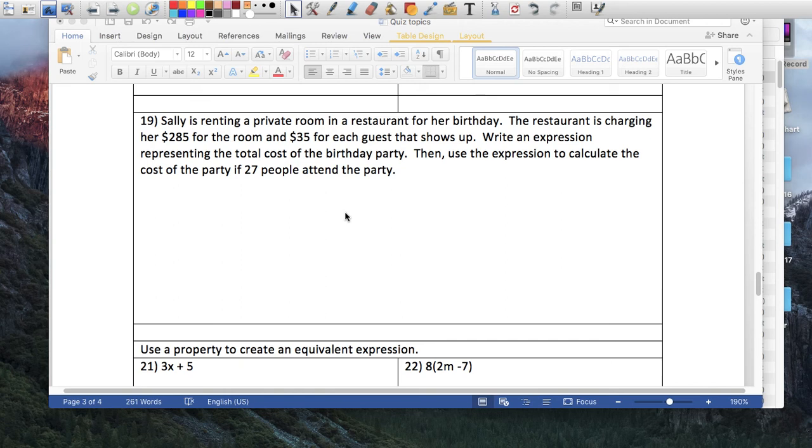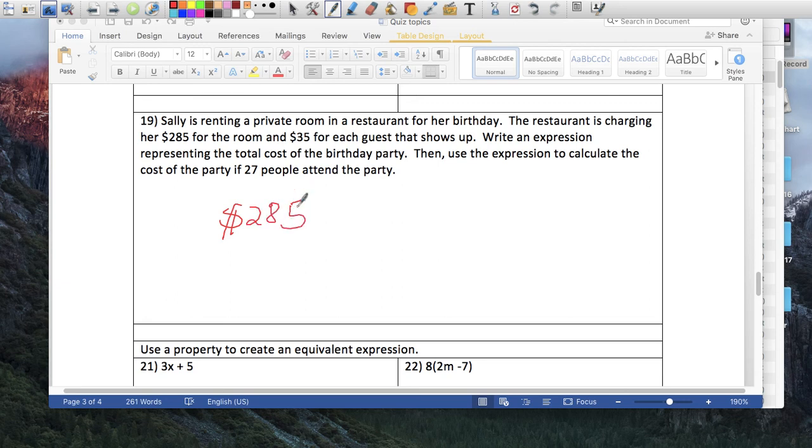So I guess that makes sense if you're going to rent a room at a restaurant, because they've got to block it off. Nobody else can use it, so they've got to charge a fee, because otherwise they could have used it for other customers. So $285, and they'll rent it for you. Whether 0 guests come or 50 guests come, the room is going to be $285. So you're paying that no matter what.